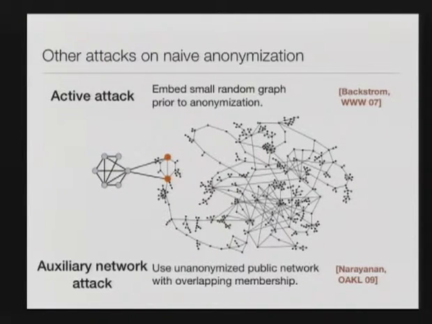Then the anonymization takes place. So they strip all the names off and they publish this isomorphic copy. And then the attacker's challenge is to find the blue subgraph in the graph. And then using that subgraph, they just go to the orange nodes and inspect whether they're connected.